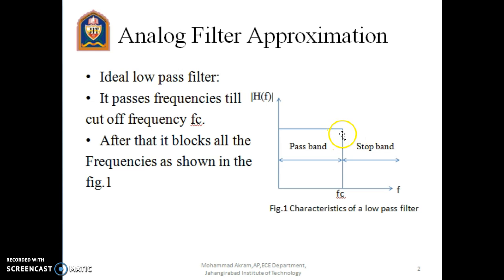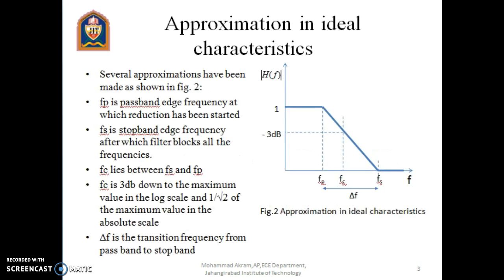Practically, this change from pass band to stop band is not possible. So to design any practical low pass filter, we have to make several approximations in the ideal characteristics. One of the approximations is shown in this figure.